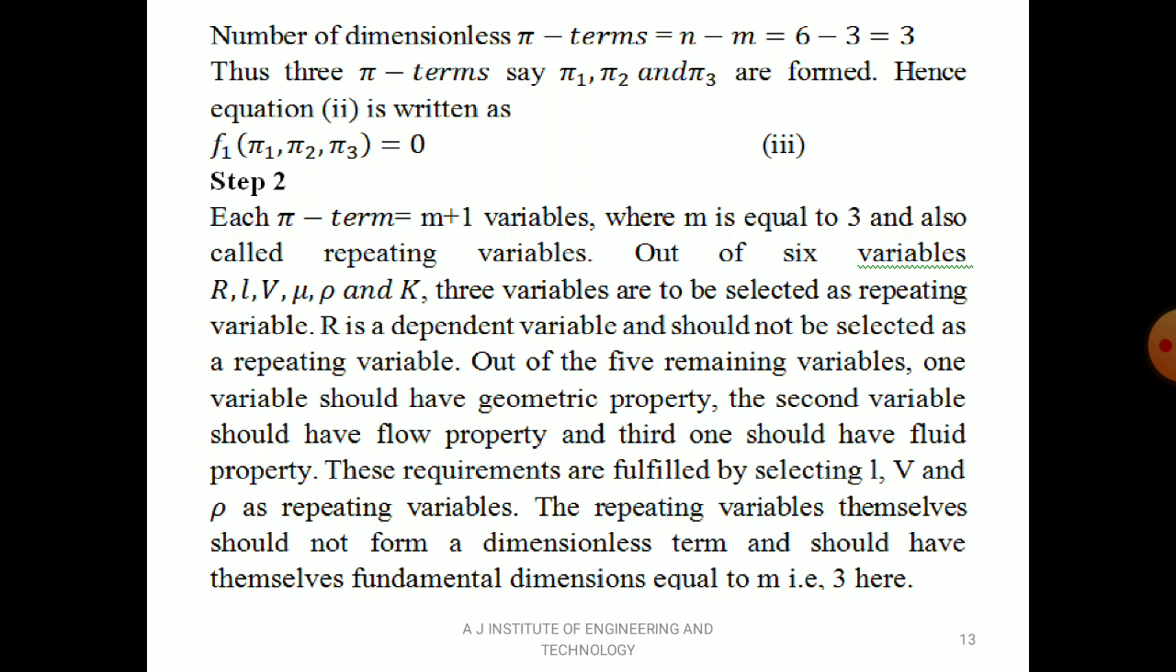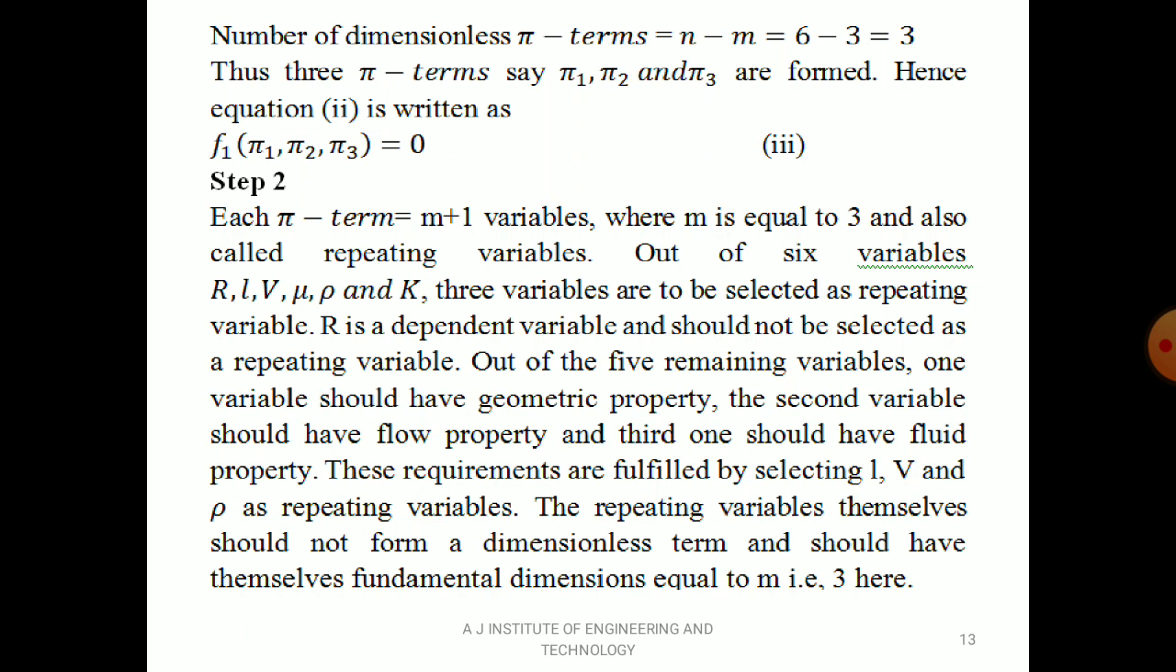Each pi term contains m plus 1 variable. Here m is the number of fundamental dimensions, which we already obtained from the parameters as equal to 3. So each pi term should contain 3 plus 1 variables. What is 3 plus 1 equal to? That is 4. So 4 variables in each pi term. The number of repeating variables should be equal to the number of fundamental dimensions. So out of 4 terms, 3 are repeating and one more is another variable. So 3 plus 1.